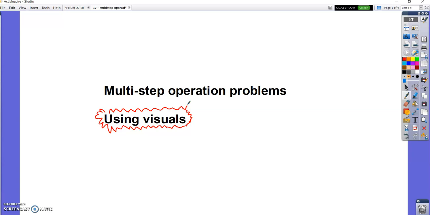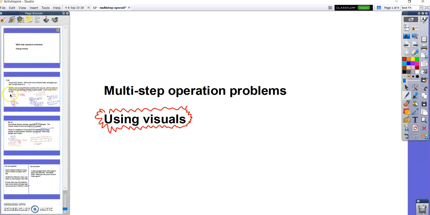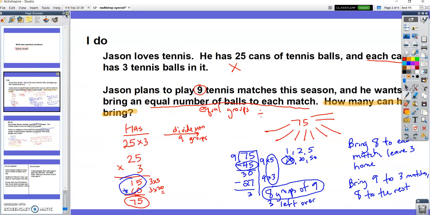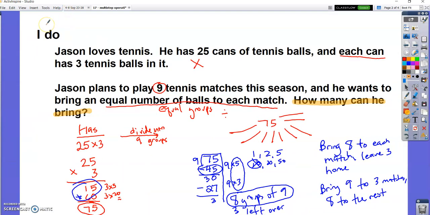So yesterday we worked on multi-step operation problems just using the math. And look at this one. I mean, this looks scary. When you look back at this problem from yesterday, even if you understood it as we went, this sure looks like a lot of math. And it just may be that keeping all this stuff organized is either difficult for you or annoying for you or just causes a lot of confusion that you don't want.